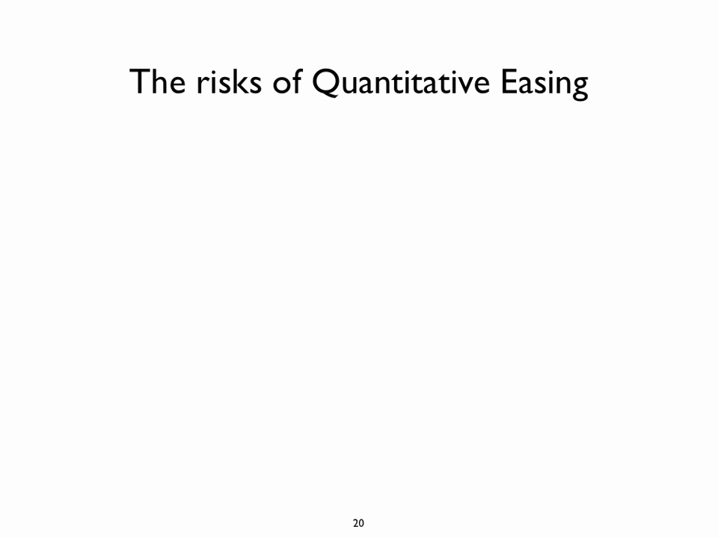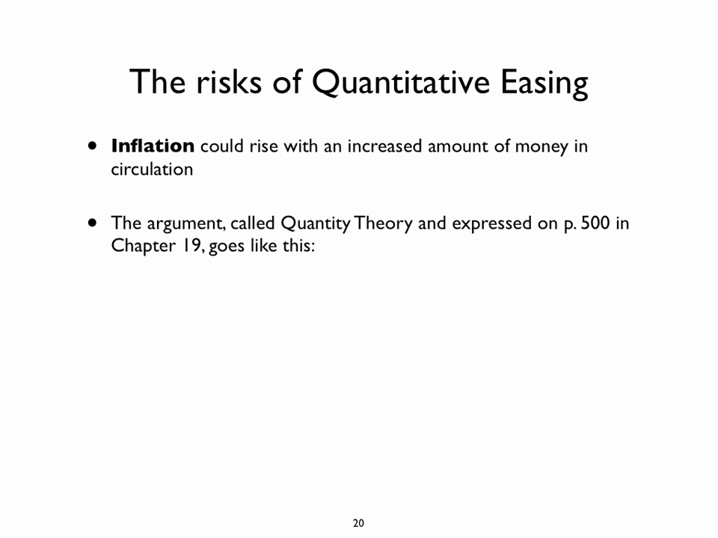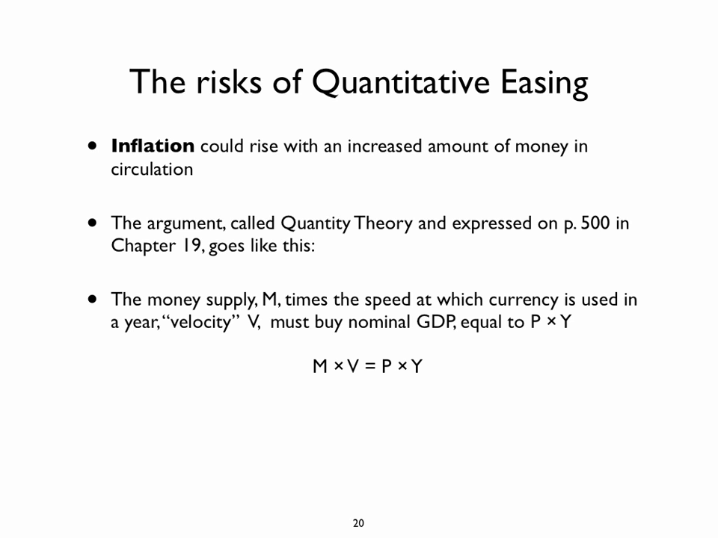Well, what are the risks of quantitative easing, of trying to expand the money supply, trying to lower these longer-term interest rates on government bonds, and perhaps also lower interest rates on bank loans? That's the key thing that the Fed is trying to do. Well, inflation could rise with an increased amount of money in circulation. The basic argument, which is called quantity theory, and it's expressed in full on page 500 in Mishkin's textbook in chapter 19, goes something like this.